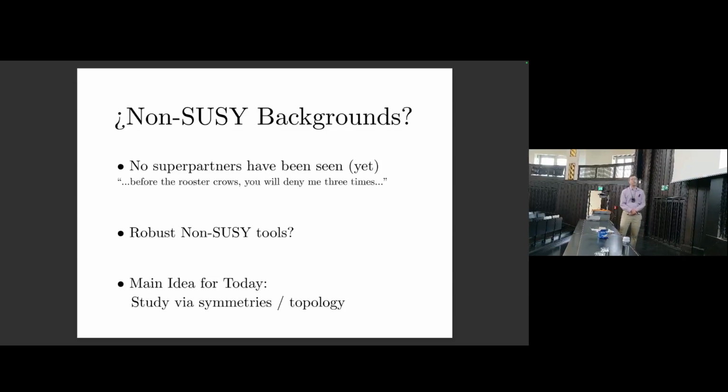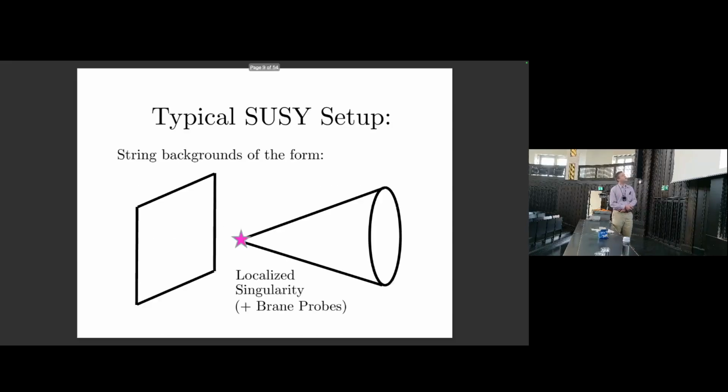And a very natural question is, what are some robust non-supersymmetric tools to develop? So something that is topological is complementary to those kinds of investigations. Okay. Yes. So here is the typical supersymmetric setup for engineering a kind of background of interest.